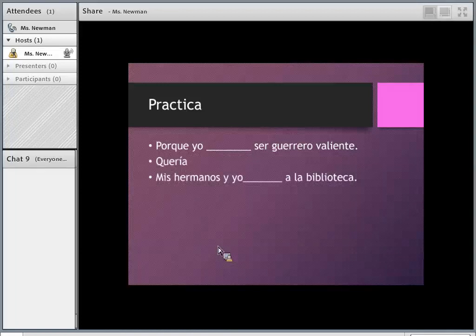Mis hermanos y yo blank a la biblioteca. So we used to go to the library. This is going to be the nosotros form, right? Íbamos. Mis hermanos y yo íbamos. Mi madre blank contenta con nosotros. So she was happy with us, using estar in the imperfect tense. Estaba. Mi madre estaba contenta. So she was happy with us.